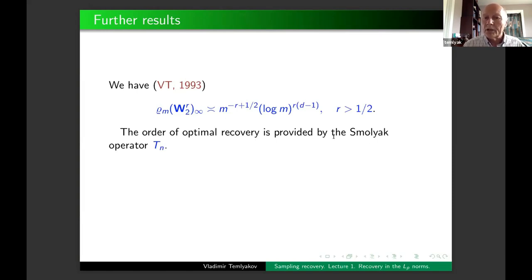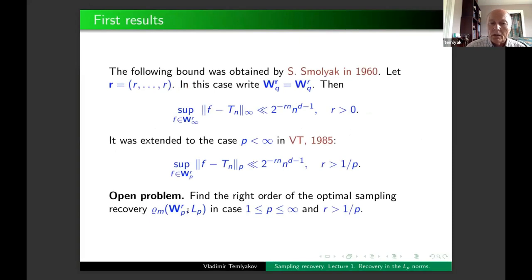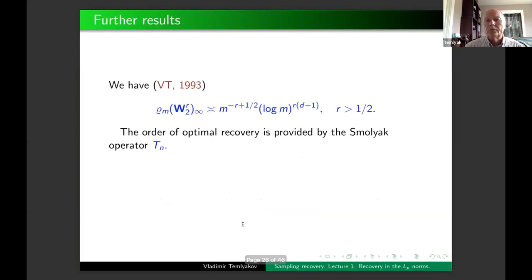So in this case, the order of optimal recovery is provided by the Smolyak operator T. And that was kind of a belief, not only because of this result, but because of this so natural operator Tn, that what we need to do is just to prove lower bounds in this problem and upper bounds and improve these upper bounds. But anyway, upper bounds kind of are provided by this operator Tn. But it turns out that this is not the case. And you will hear this in a couple of talks during this school conference, but let's keep going.